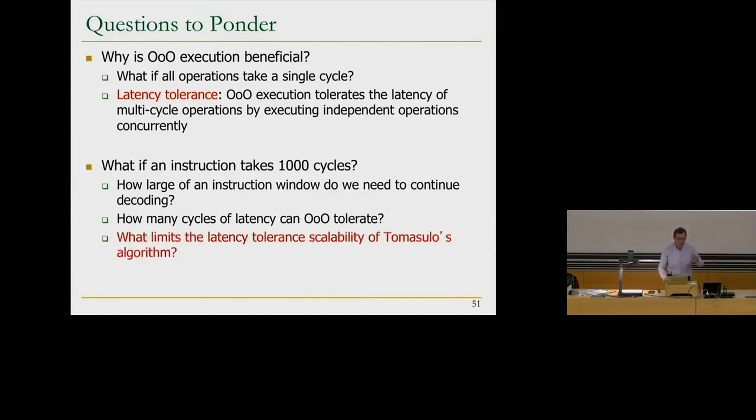I have a lot of questions over here, which I'm not going to fully answer. But what limits the latency tolerance scalability of Tomasulo's algorithm? Basically, how big you can make this instruction window size. If one of the instructions takes 5,000 cycles, you need to make it 5,000 instructions large so that you don't need to stall decoding. Now, again, as an architect, maybe you don't want to do that, right? You want to analyze how often you see these instructions that take 5,000 cycles. If you don't see them that often, maybe it's okay. But if you see it 25% of the time, maybe you should increase the instruction window size so that you don't stall as much, right?